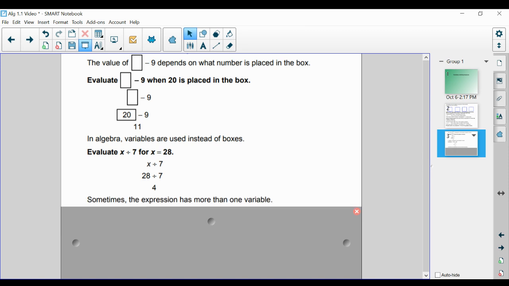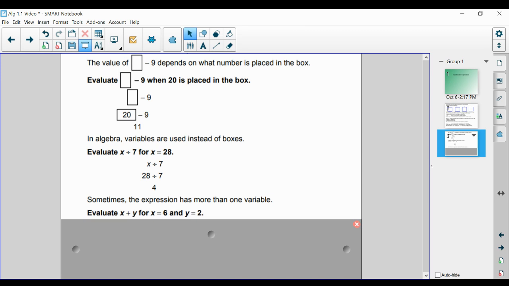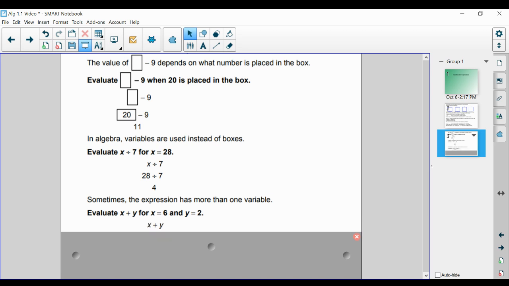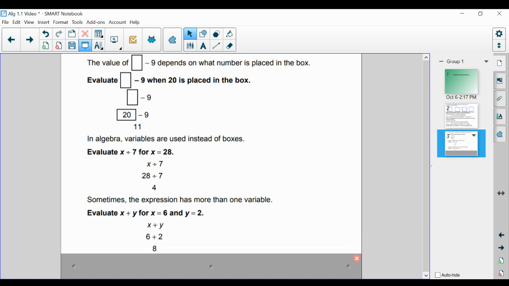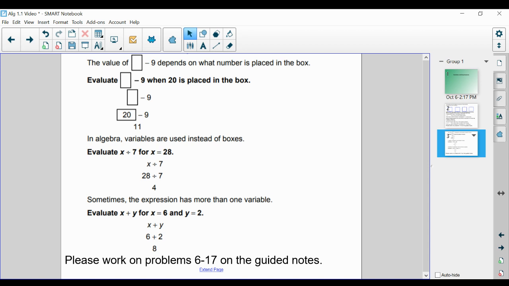And sometimes the expression has more than one variable. Let's evaluate x plus y for when x is equal to 6 and y is equal to 2. That means we're going to substitute in the value of x as 6 and substitute in the value of y as 2. We end up with 8. Awesome. With this in mind, please work on problems 6 through 17 on the guided notes.